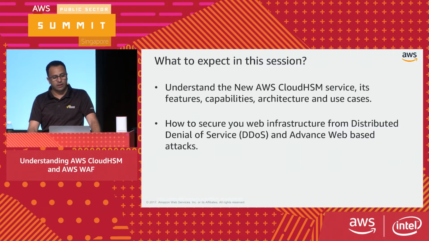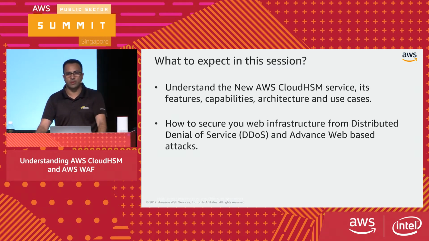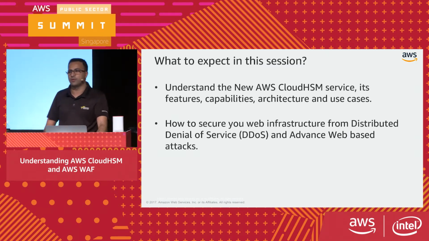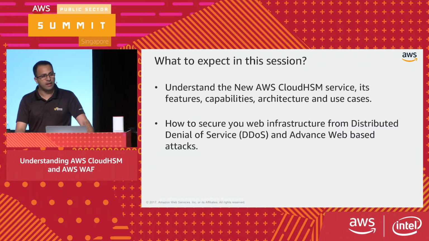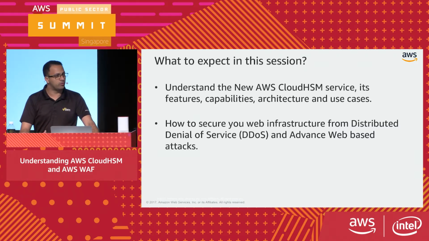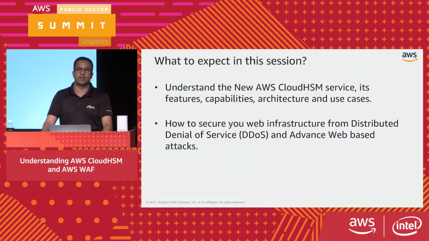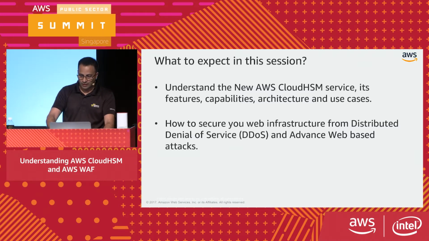So we'll cover the functions, the features, we'll look at the architecture, we've got a demo to show on the deployment side of the HSM as well. And following that, I will talk about the AWS Web Application Firewall on how the WAF can help you protect your web-based infrastructure from advanced security attacks when we look at cross-site scripting, SQL injection, and also providing protection for your infrastructure from distributed denial of service attacks. So with that, let's get started.